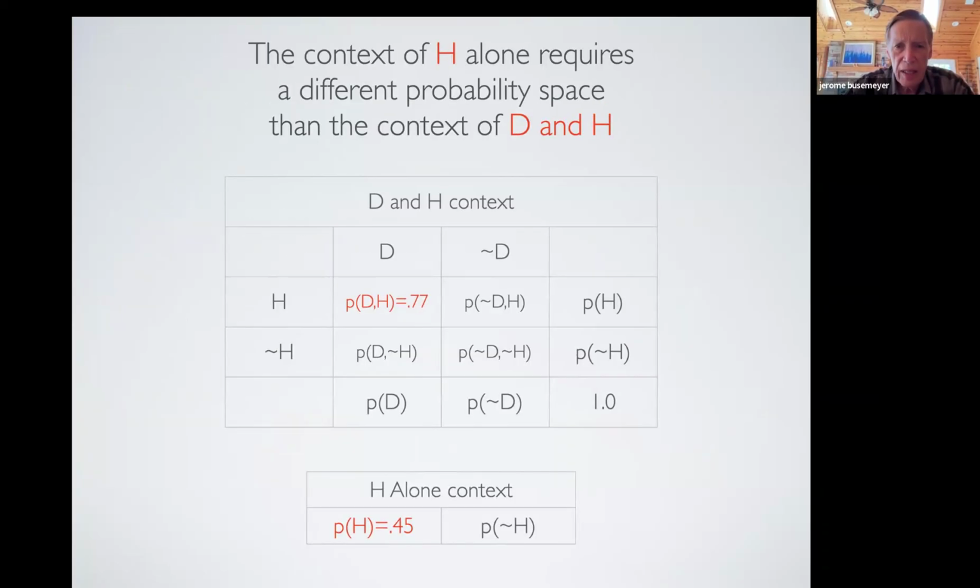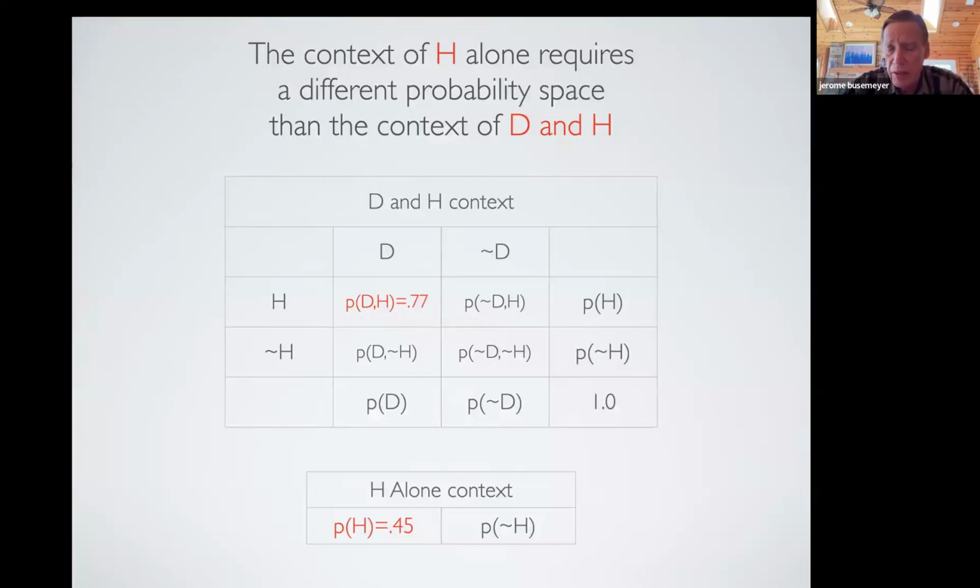So apparently, what's happening is that we need to have separate probability spaces. When you ask the question about dyspnea and hemiparesis, you've got one context, and you have, in a way, one probability distribution where the joint probability gives you 0.77. But when you ask about hemiparesis by itself, a separate context, the probability is only 0.45. And so we're getting different probability distributions.